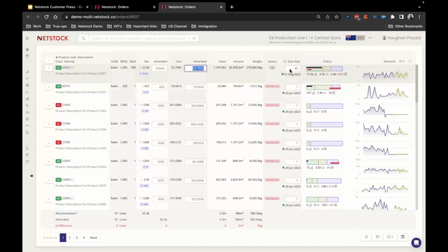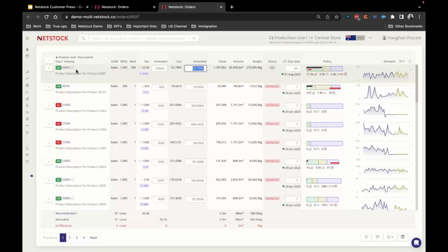We can change the lead time if required. We can see policies. We can see inbound orders, outbound orders. All of that information is here at a click of a button. And then also the forecast. If we want to go through that, we can have a look at that information as well.